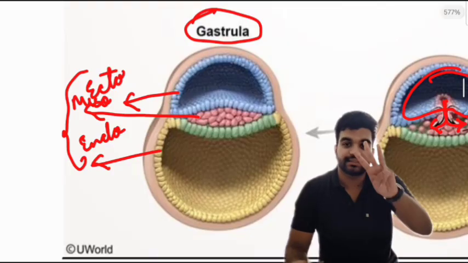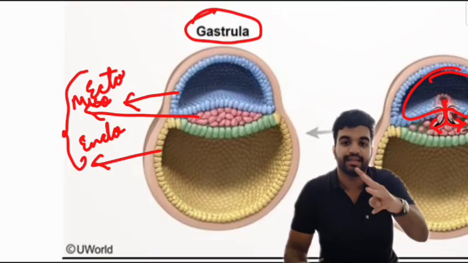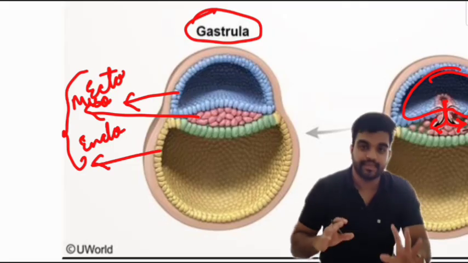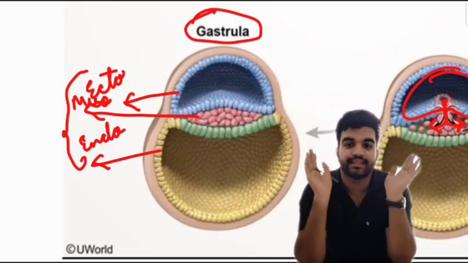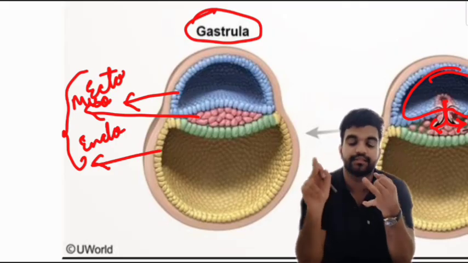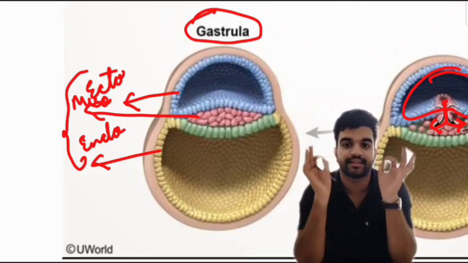Only these three layers. These three layers are the stem cell or the germ cell layers. Okay, ectoderm, mesoderm, endoderm. Everything of the human body is formed by these three cells only. Only these three things will form everything in our body.